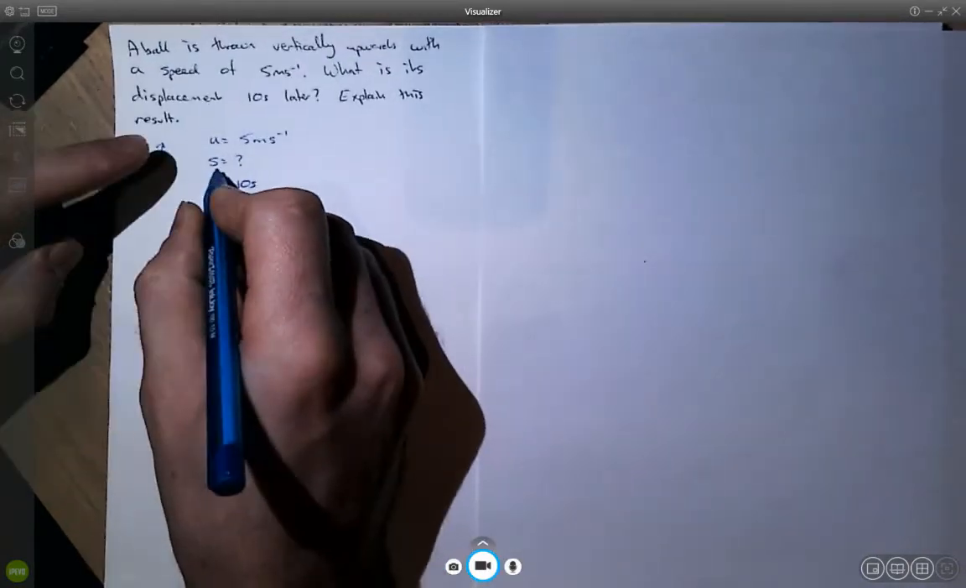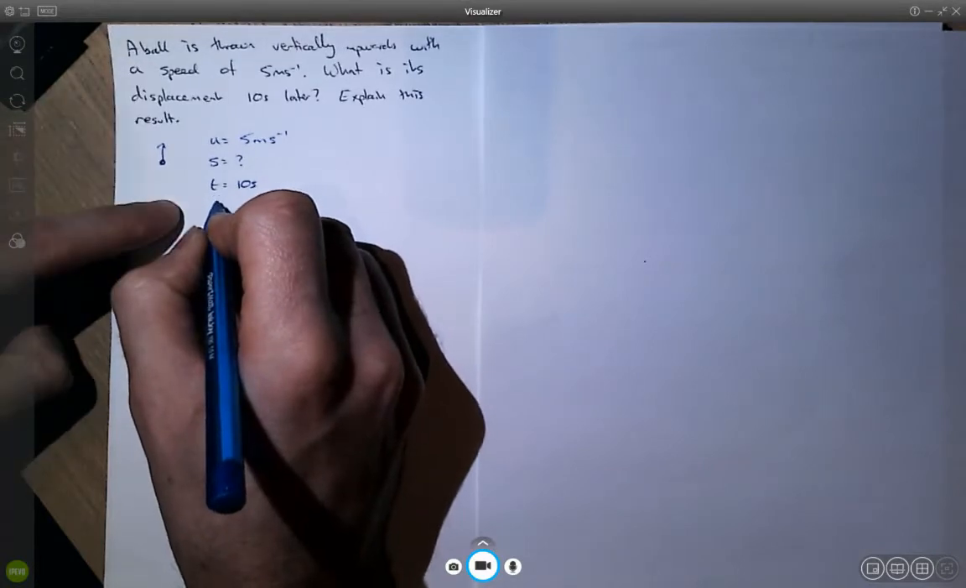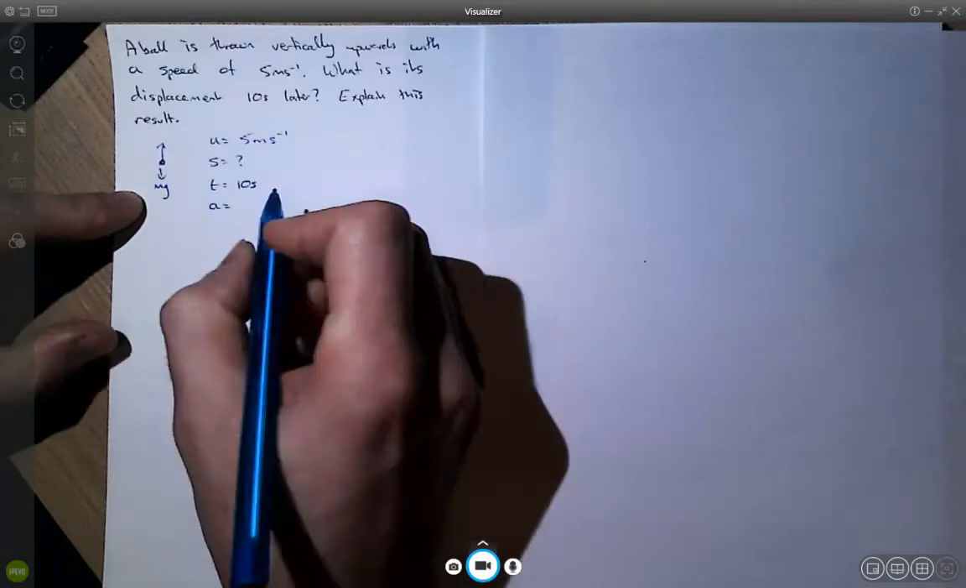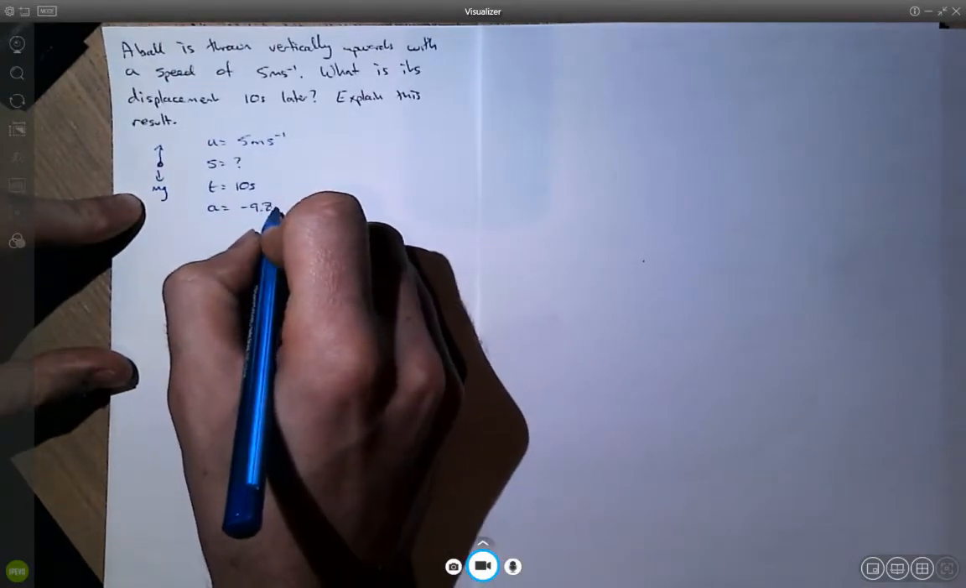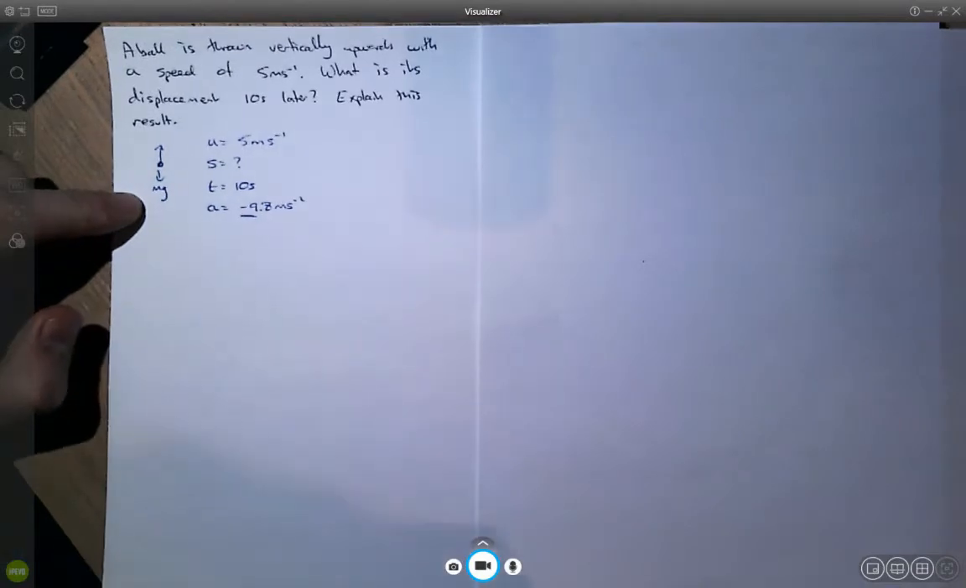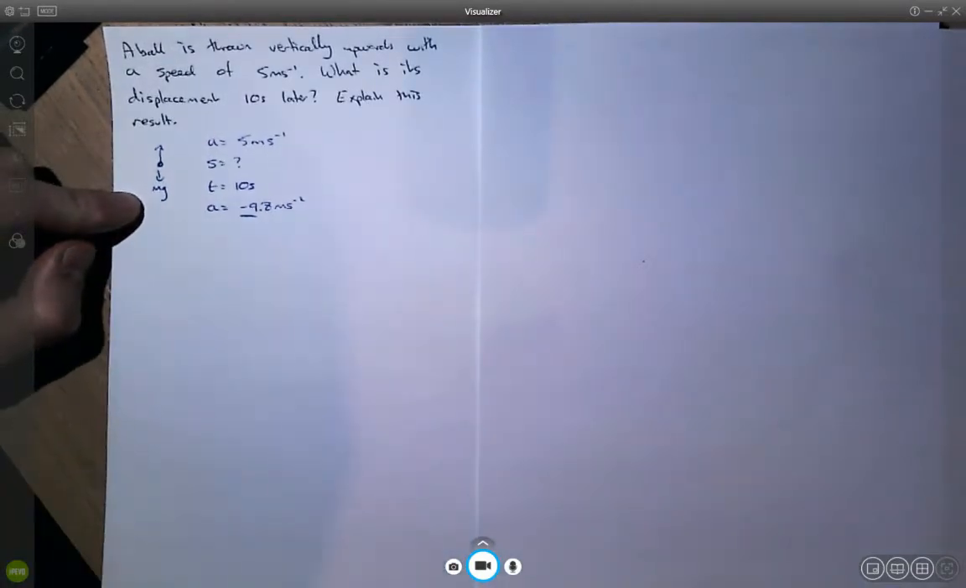And what else do we know? Well, we know it's being thrown upwards, so we know the acceleration is downwards, and that is due to gravity, which is 9.8 meters per second squared. Here it's crucial to get the negative sign, and you'll see why in a second.